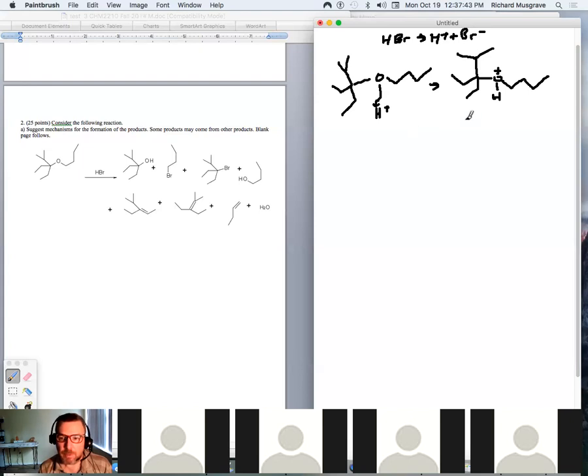So this is going to form the basis of the attacks that we're going to do. I'm going to do the easiest one first. That's the Sn2 attack, which will appear on the primary side. So if you look at the two sides here, we've got a tertiary side.